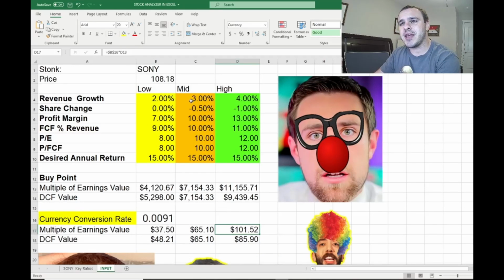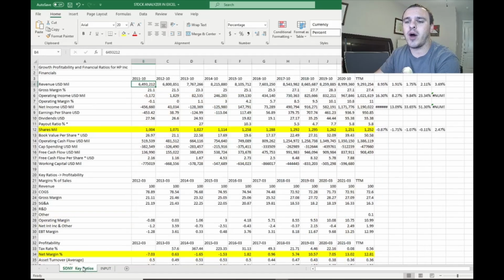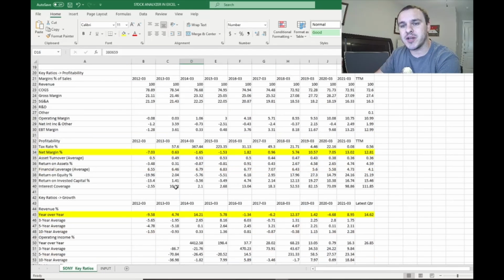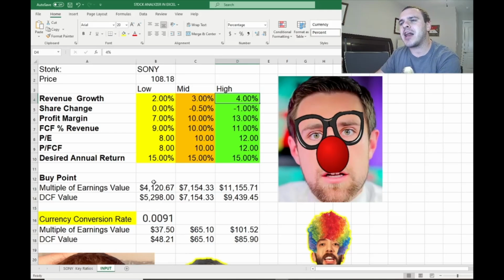So with Sony, I said for revenue growth, low of 2, high of 4. Why do I say that? Well, using the Morningstar data, revenue growth year over year. It's all over the place, okay? -9, 4, 14, 5, -1, -6, 12, 1, -4. It's all over the place. But if you really think about it, Sony's a pretty big company, okay?